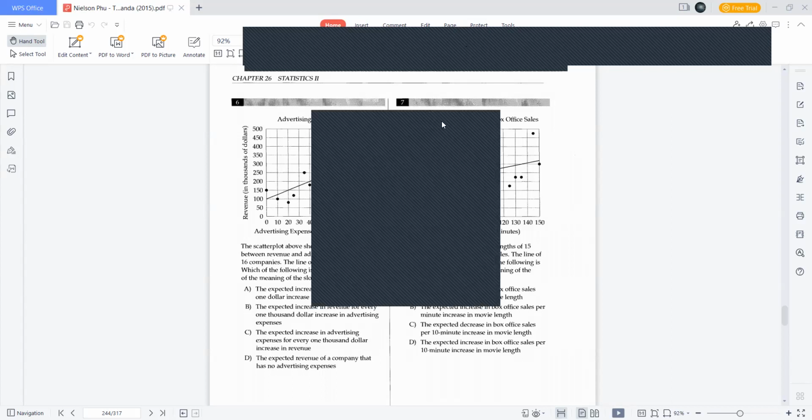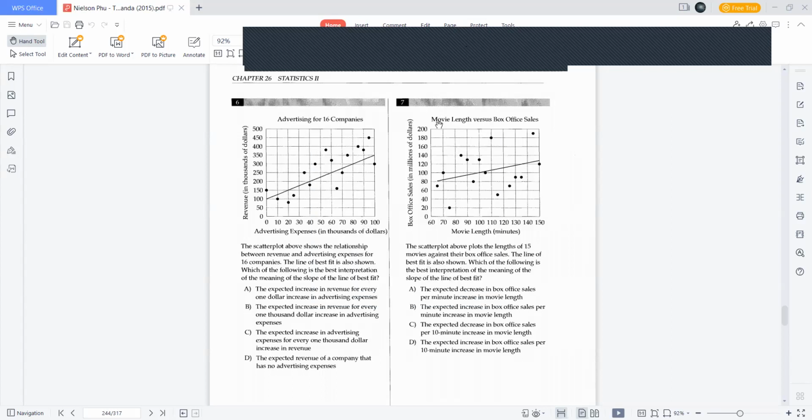Someone said A. I see, C: the expected increase in advertising expenses for every $1,000 increase in revenue. Yes. Why do you think it's that? Well, your audio quality probably won't allow us to hear why you think it's that. But I disagree. Any other guesses? Someone said A. Why do you think it's A?